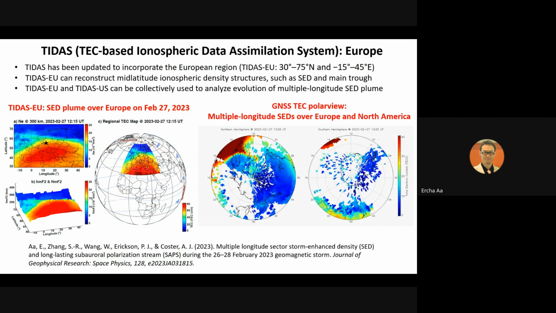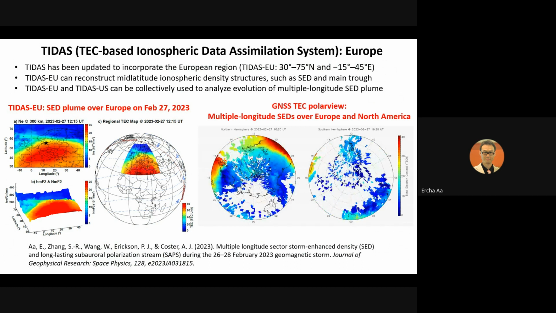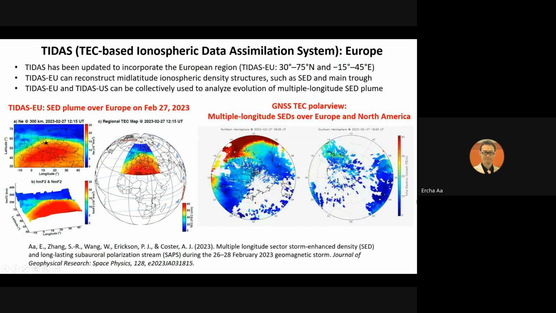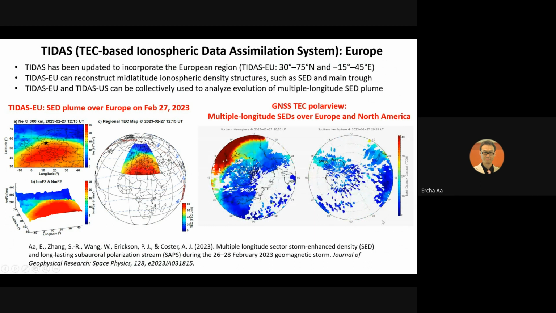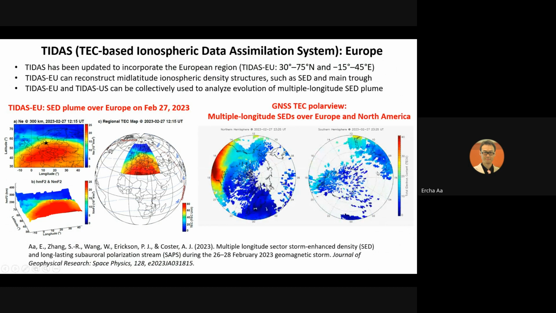Here I show an example. So that's the February 27, 2023 storm. During the storm event, we here show a GNSS TEC polar view. That's the magnetic latitude, magnetic local time coordinates. This is the northern hemisphere. This is the southern hemisphere.